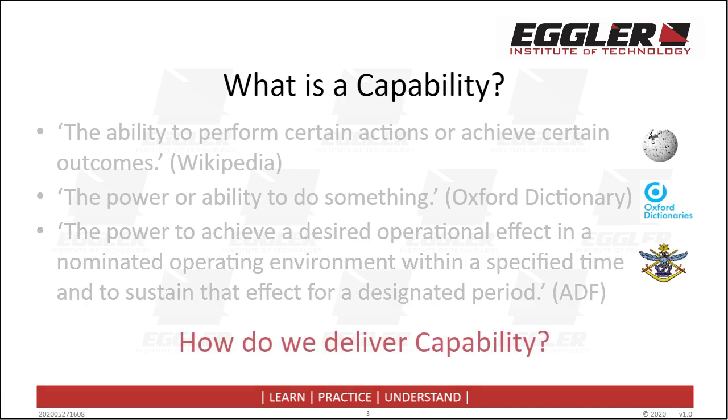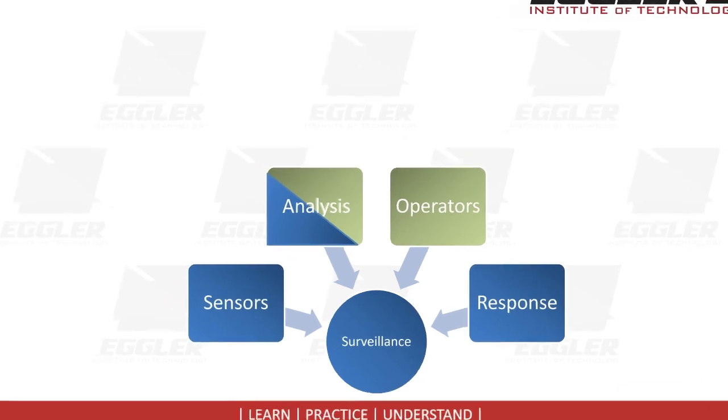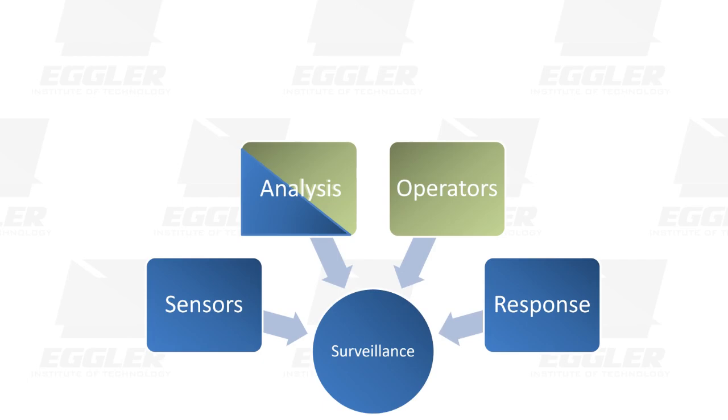But how do we deliver capability? A surveillance capability, as you can see on this slide, is made up of a broad range of elements. Some of the elements occur within the primary system of interest comprising sensors, response, operators and analysis capabilities. These elements deliver the primary operational effects of the surveillance capability, and are often referred to as the mission system.